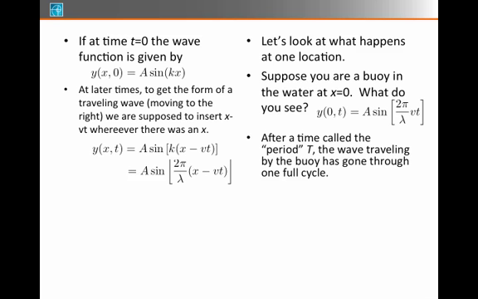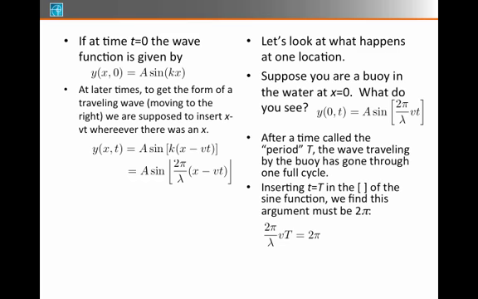After a time called the period, T, the traveling wave through the buoy has gone through one cycle. If I insert one period, T, into the argument of the sine function, then I should find that the argument goes back to being 2 pi, because I've gone through one full cycle. So I'm going to write that the argument of the sine function, which is 2 pi over lambda times velocity times this thing called the period, is equal to 2 pi.